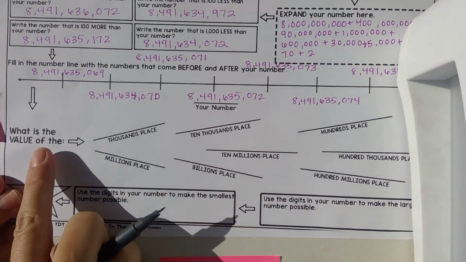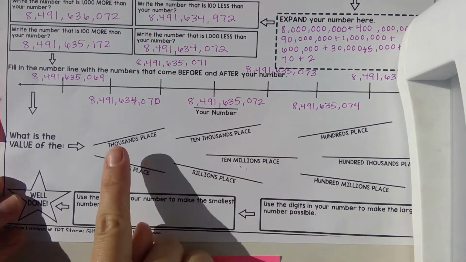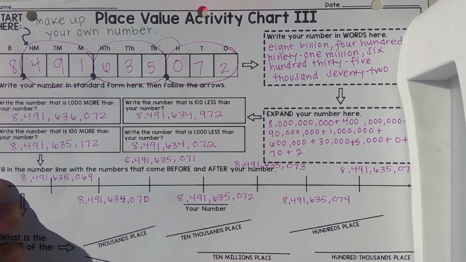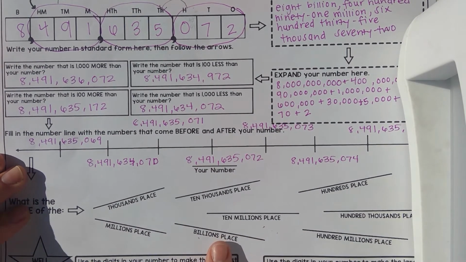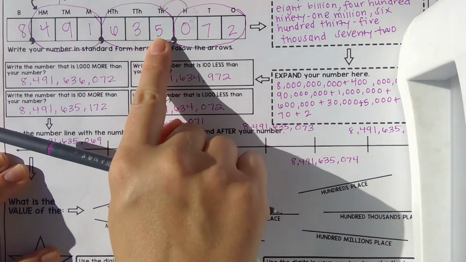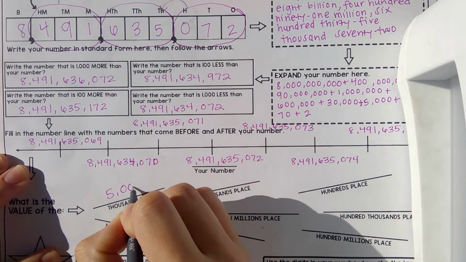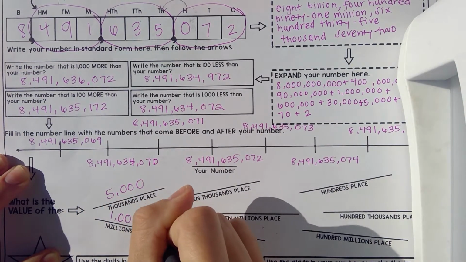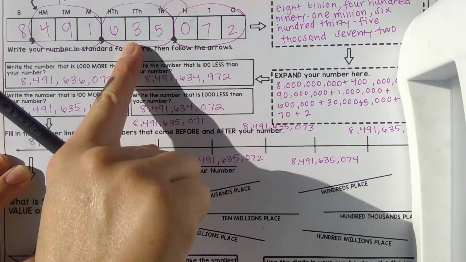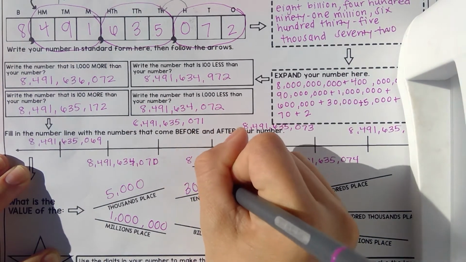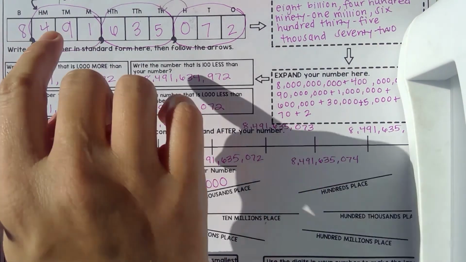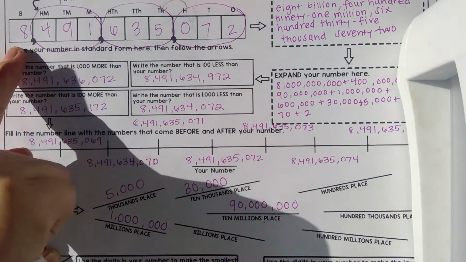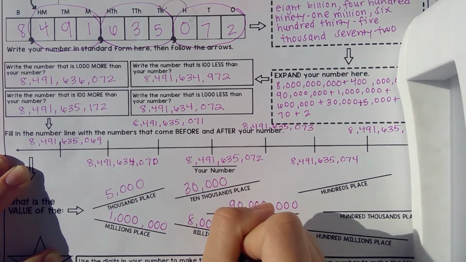Okay, next it says what is the value of each of these places? So the thousands place, can you still see that? Scoot up just a little. There we go. All right, so in the thousands place, I have a 5. 5,000s is 5,000. In the millions place is a 1, and that is 1 million. In the 10,000s place is a 3, and that is 30,000. 10 millions place, which is a 9, so that's 90 million. Billions place is an 8, so it's 8 billion.